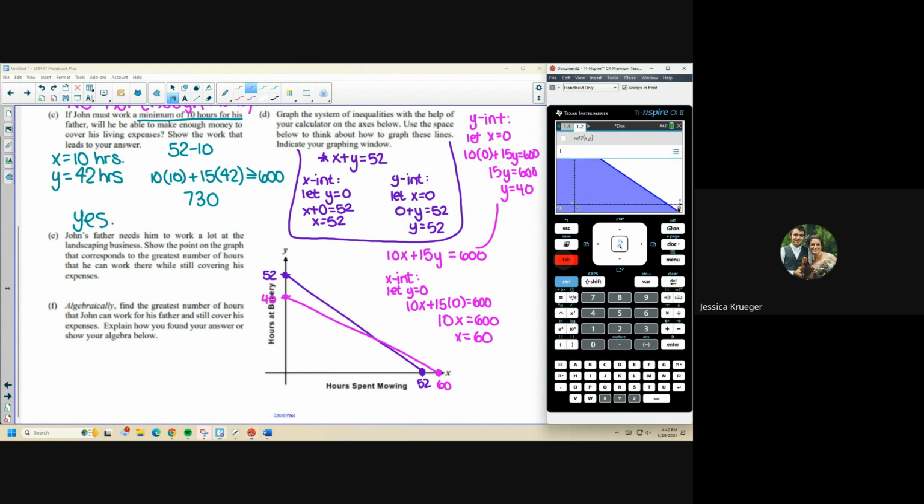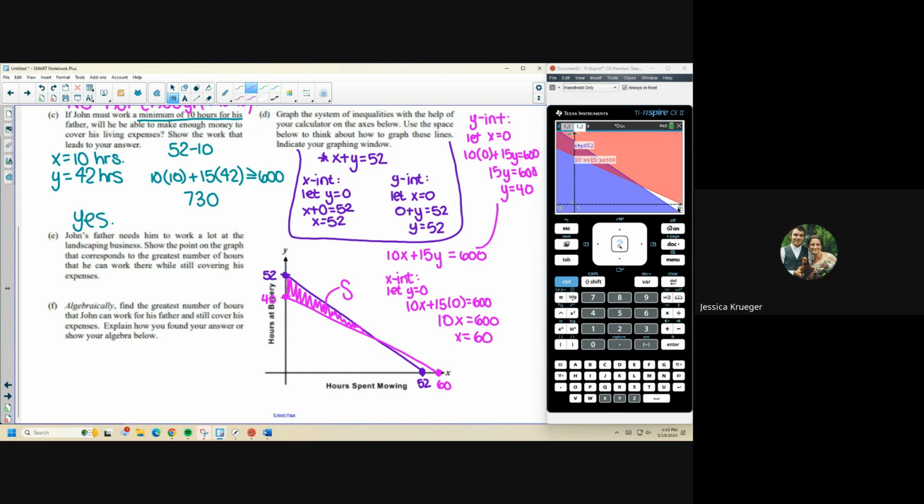So now I'll go ahead and hit tab, and I'm going to enter my second inequality. So 10x plus 15y must be greater than or equal to 600. If I hit enter, I can see that my solution is this area right here. So any combination of hours that lies in that area will satisfy the constraints.